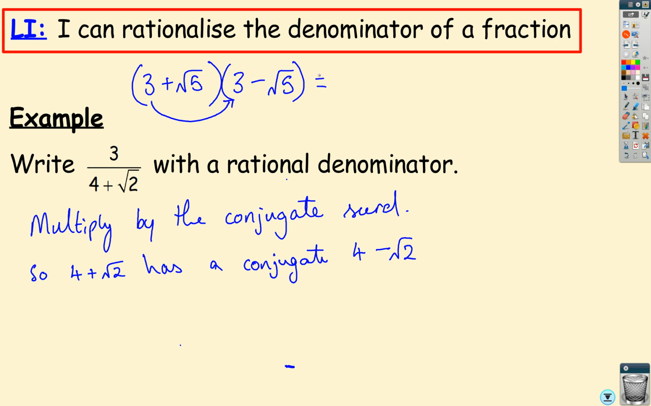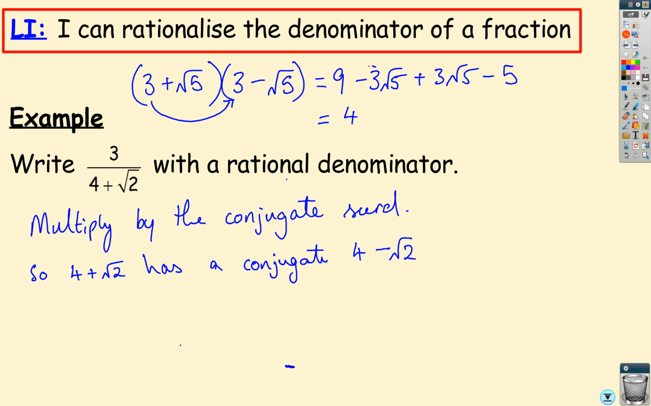Let's multiply this out. 3 3s are 9, and then we're going to take away 3 root 5, and then we're going to get plus 3 root 5, and then we're going to get root 5 times minus root 5, so the result's negative, because it's positive times a negative. Root 5 times root 5 is just 5. 9 take away 5, that's 4.